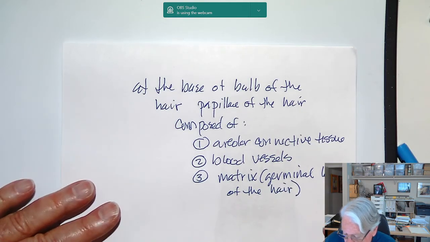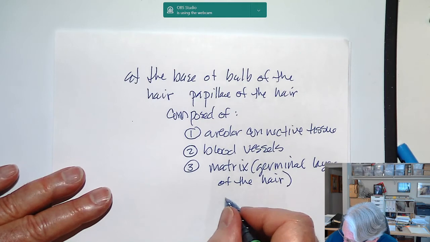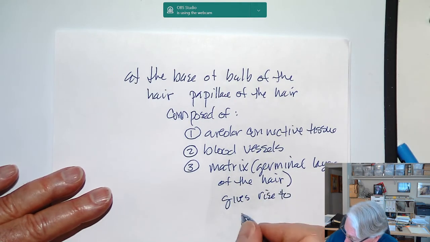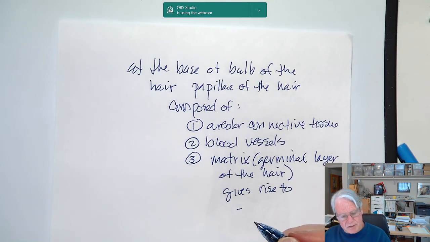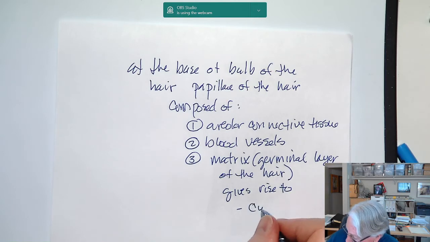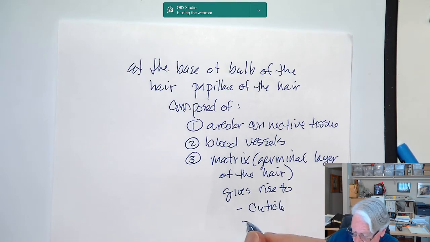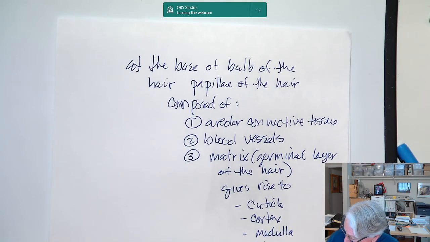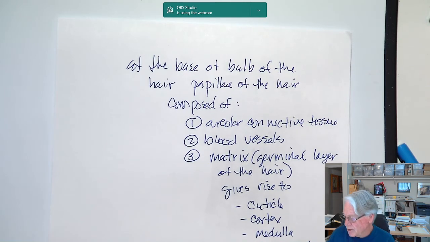Okay. And this gives rise to the structures that we described as being part of the hair, which are the cuticle, the cortex, the medulla, and the internal root sheath. Okay.